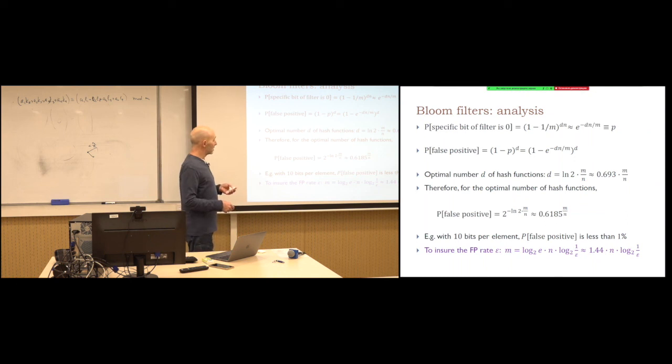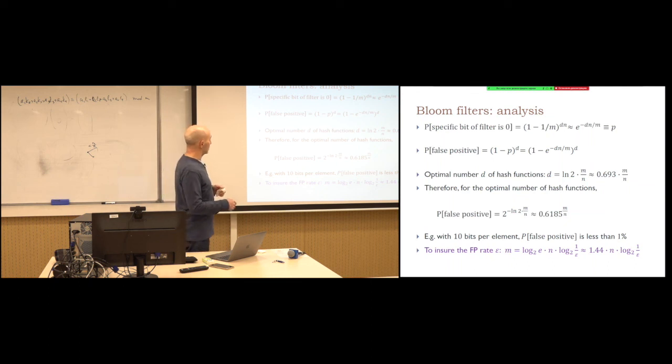And this is interesting. If we have, for example, 10 bits per element, then this constant raised to the power of 10 will be already less than 1%. Okay? So by allocating 10 bits per element, which is independent, of course, of the size of the keys. So keys can be very big and very complex. But if you allocate 10 bits per key that you have, then the false positive probability is less than 1%.